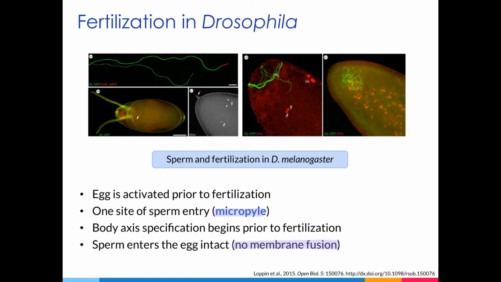Another really important event that occurs prior to fertilization is the specification of the axis of the body. And that's mainly what we'll be focusing on in this lecture.